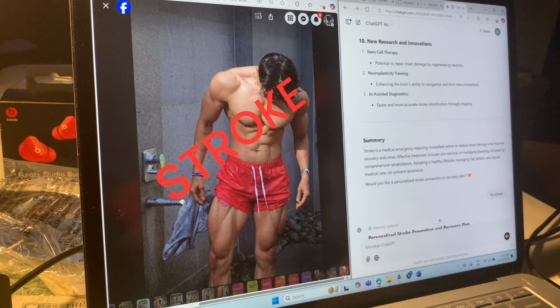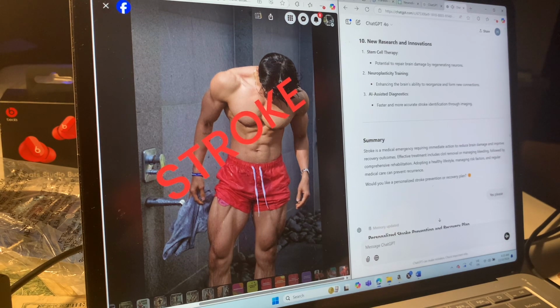4. Diagnosis. Imaging tests, CT scan or MRI to detect brain damage or bleeding. Blood tests, check for clotting issues or underlying conditions. Electrocardiogram, ECG, identify heart conditions like atrial fibrillation. Angiography, visualize blood vessels in the brain.